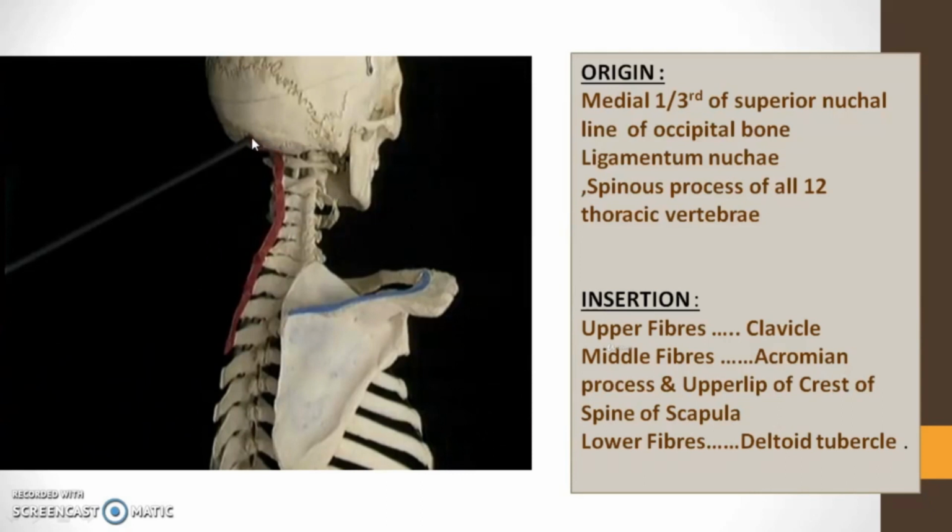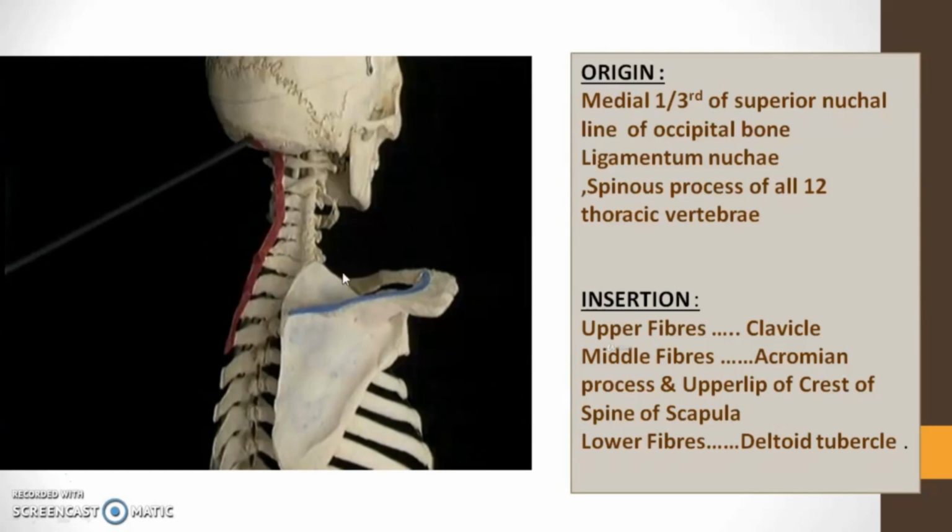Then we have one ligament in the neck region, which we call ligamentum nuchae. That is also giving some attachment for this muscle. Along with that, the spinous processes of all thoracic vertebrae, that is all 12 thoracic vertebrae, give attachment for this trapezius muscle. So origin is from 3 areas: the superior nuchal line of the occipital bone, only the medial 1/3; the ligamentum nuchae; and the spinous processes of all the thoracic vertebrae. This is all about the origin of trapezius.